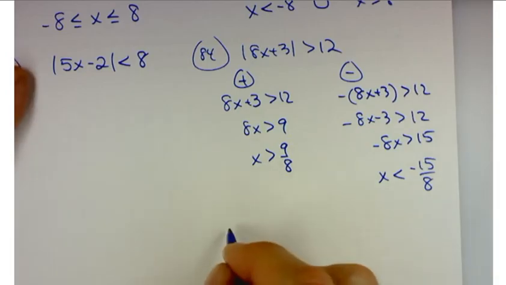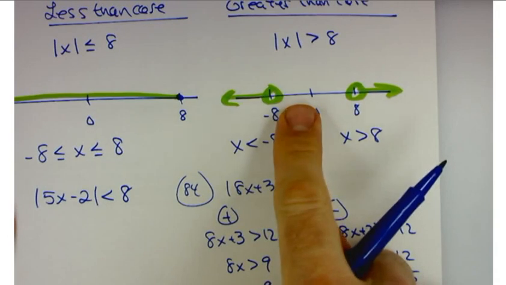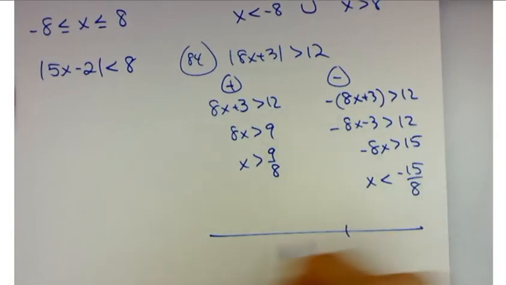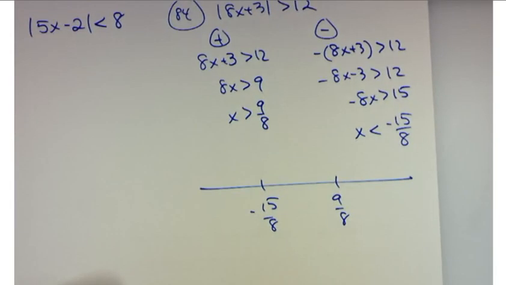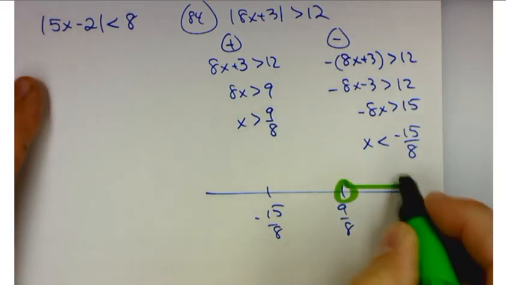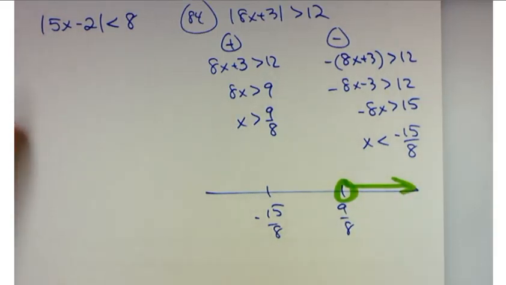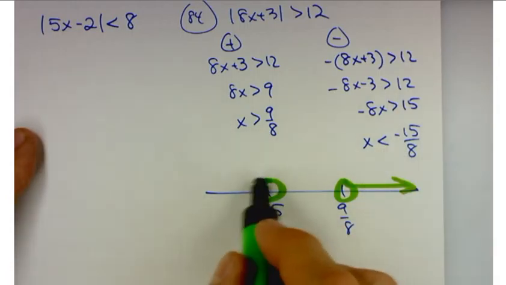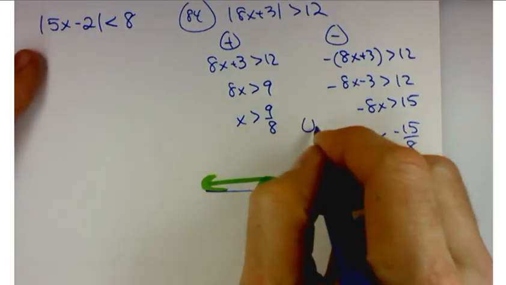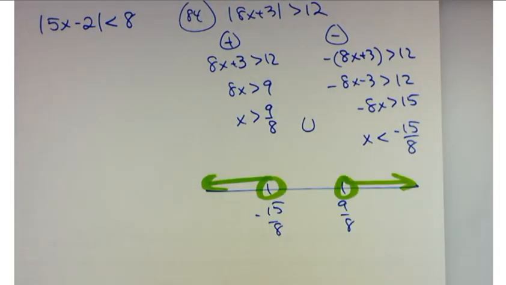Now let's look at the graph here. It's going to look like this if I did my work right. Two intervals that face away from each other. So I've got negative 15 over 8 and 9 over 8. This first one asked me to give numbers that are bigger than 9/8, so that would be to the right. The second one wants numbers that are smaller than negative 15 over 8. So there's your answer. So there's two possibilities.